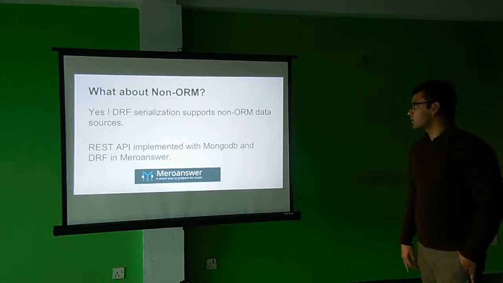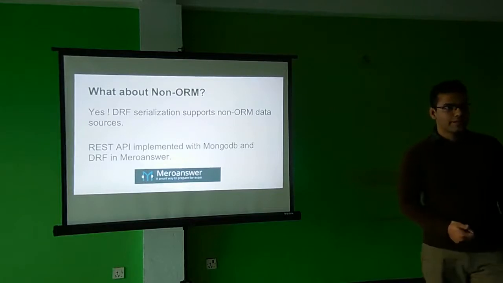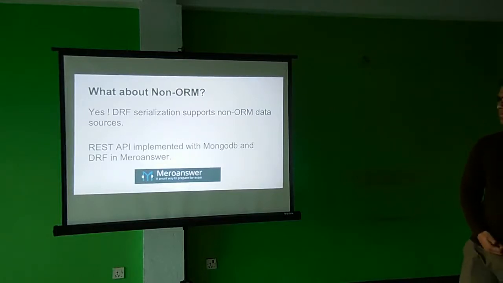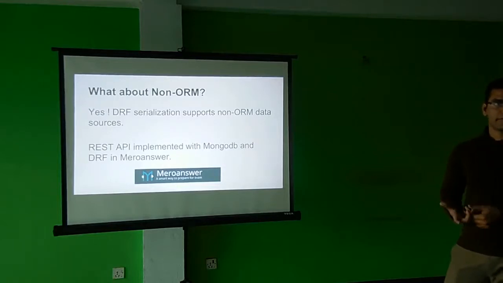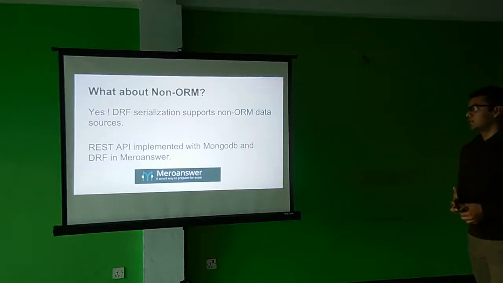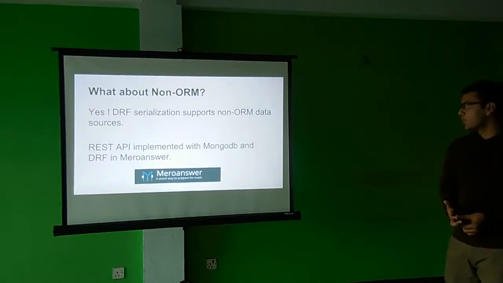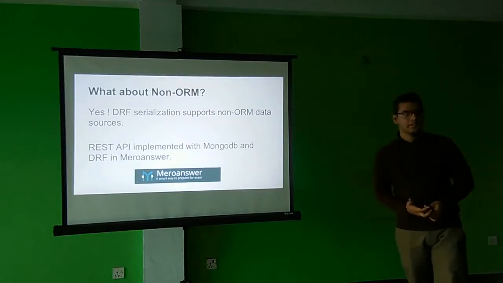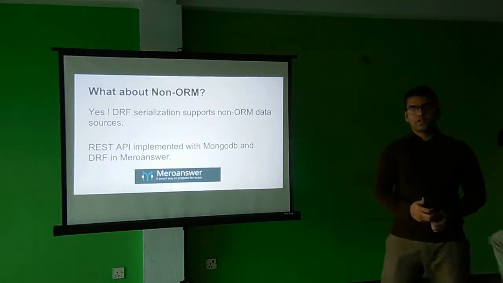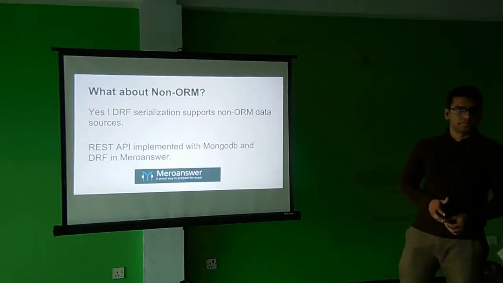So this is about the ORM. Databases like MySQL and PostgreSQL are supported by Django ORM. What about non-ORM? Yes, Django Rest Framework serializers also support non-ORM data. For example, we have implemented a REST API with Django Rest Framework with MongoDB as the database in the Mero answer. For that, we used MongoEngine, and then the non-ORM data is mapped into the serializers.